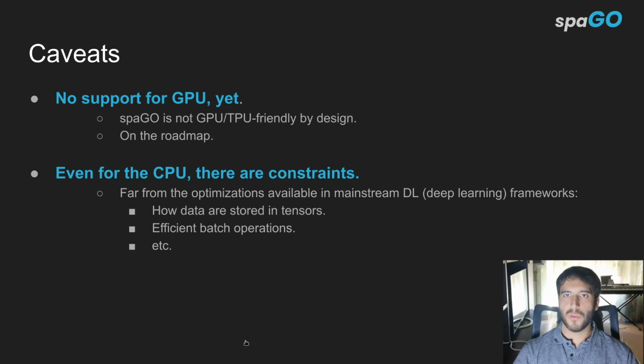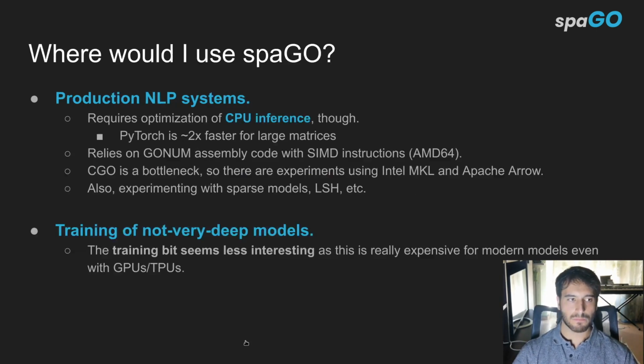And even for the CPU, we have some constraints. So we are far from the amazing optimizations available in mainstream deep learning frameworks such as PyTorch or TensorFlow, in the way they represent and store data inside tensors, and the way they perform efficient operations, thanks to batches. So with all this, where would I use spaGO?